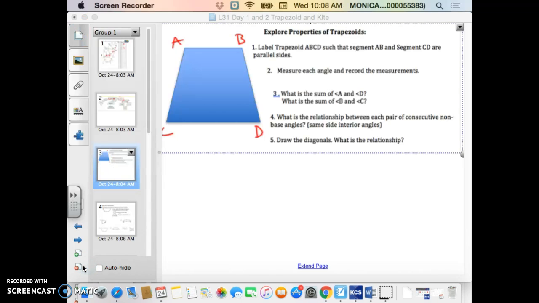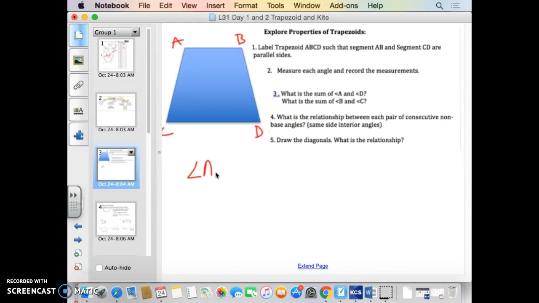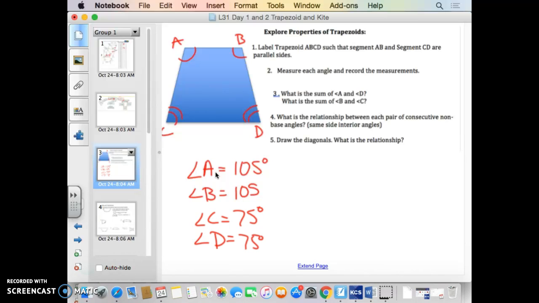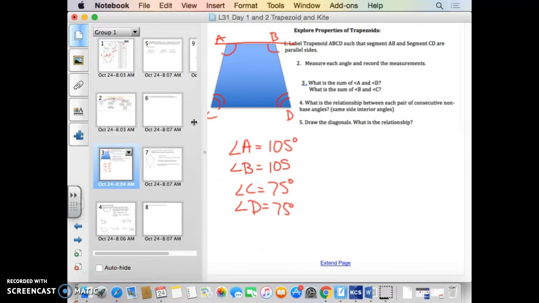You should have had plenty of time to make your measurements. And what I discovered was that angle A equals 105, or something around there. Angle B is 105, okay? So these 2 angles are congruent to each other. And then I found that C and D, they're both acute angles. Angle C was 75 degrees, and angle D equals 75 degrees. So a little bit different because we only have 1 set of parallel lines, and they're being cut by a transversal line.